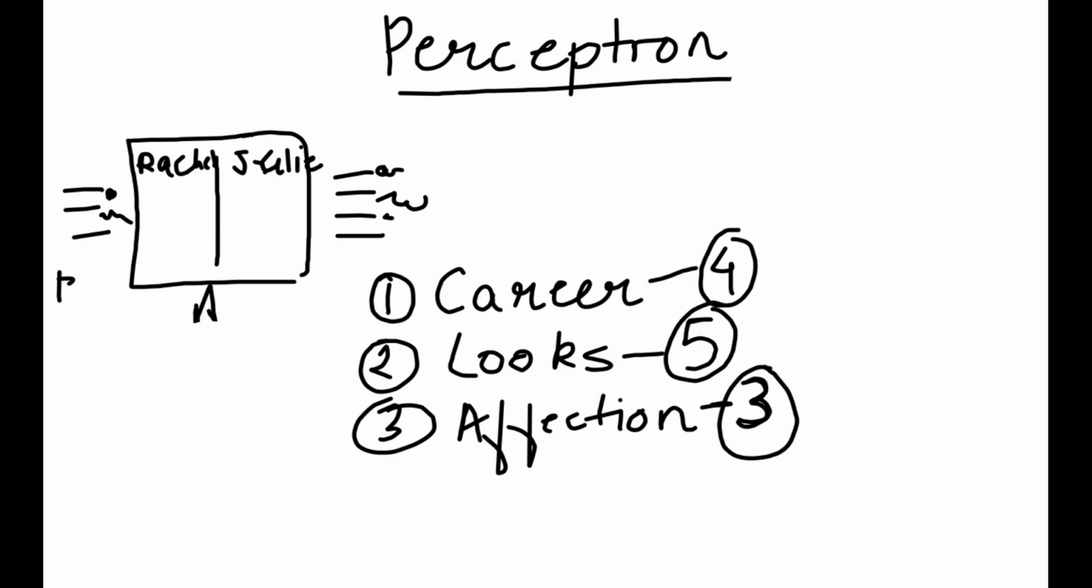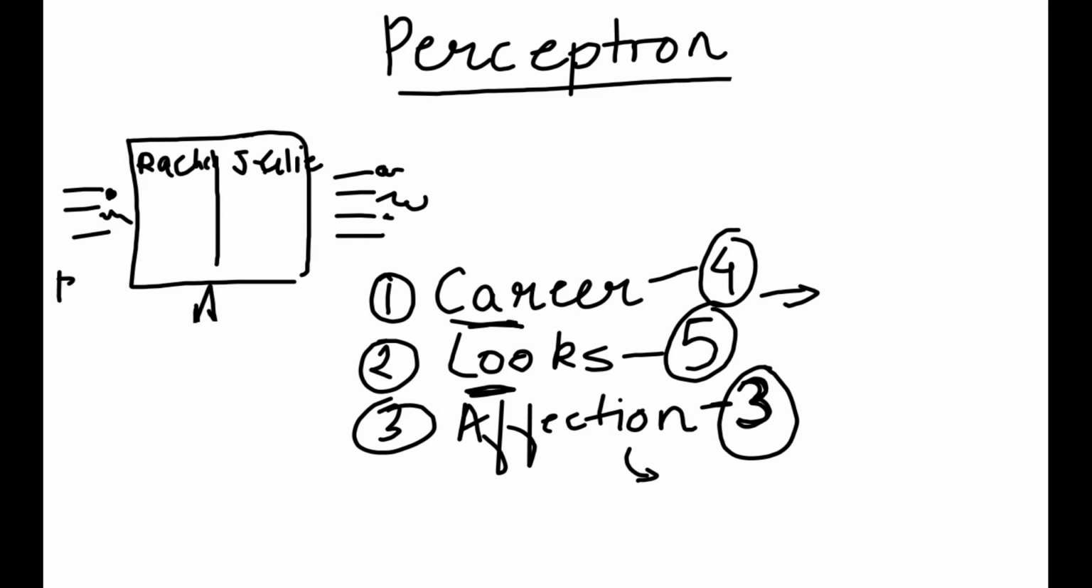These weights basically decide how important or how vital this input is for you, right? So if someone has a really great career, they will get more points, but if they lack affection, since the weights are less, it doesn't carry as much weight as looks.